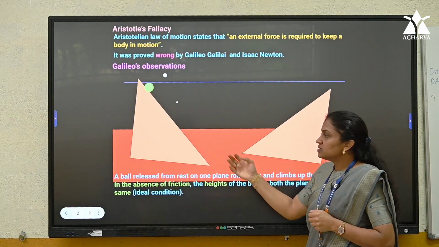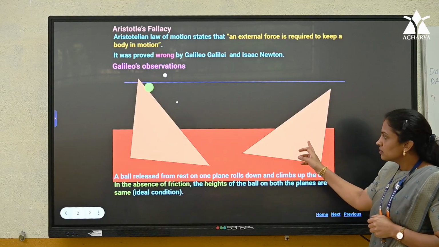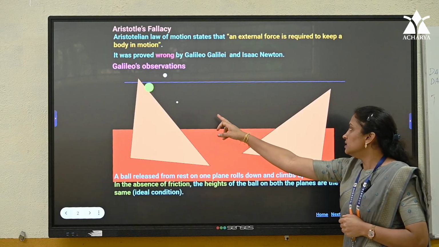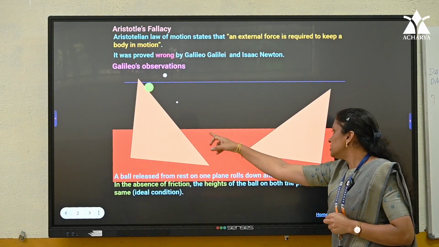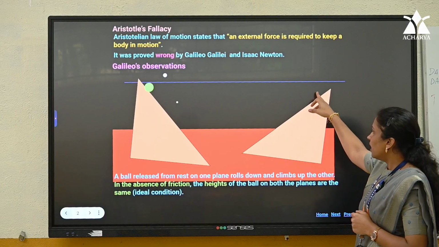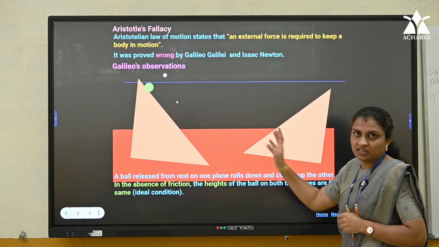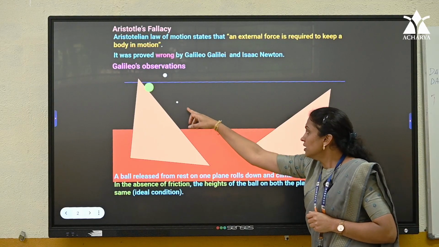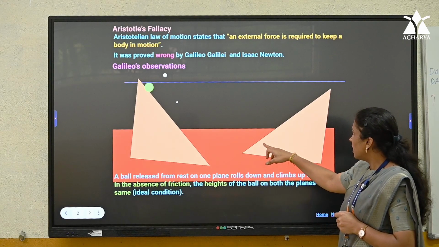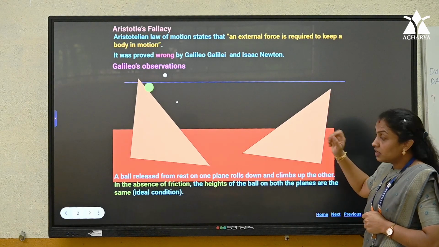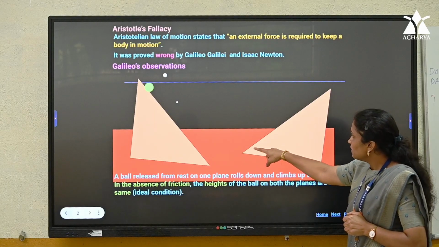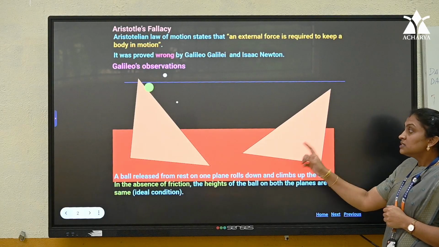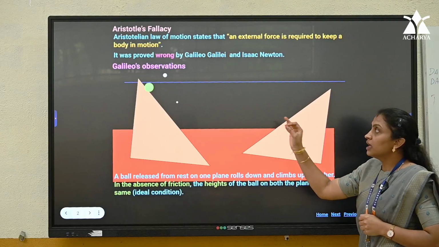So you can just observe this diagram. This is an inclined plane. The ball is released from rest on one plane, rolls down, and again climbs up the other in the absence of friction. You can observe this once again. The ball is released from rest on one plane, rolls down and climbs up to the other. In the absence of friction, it climbs up the other inclined plane. This was proved by Newton and Galileo.